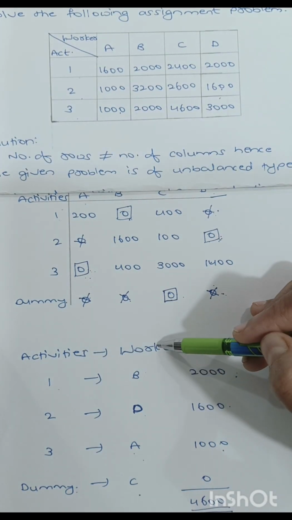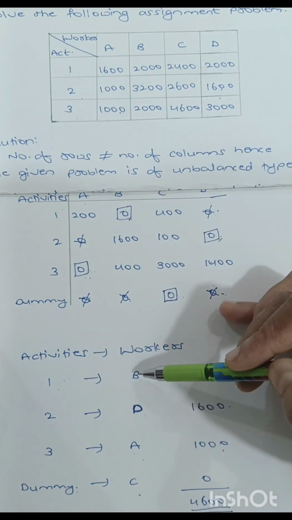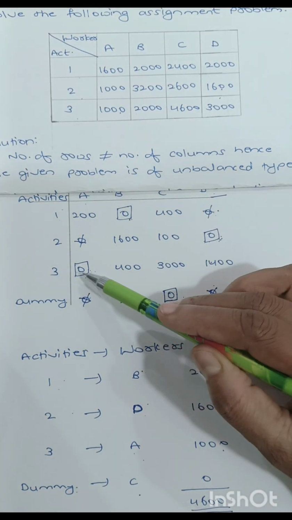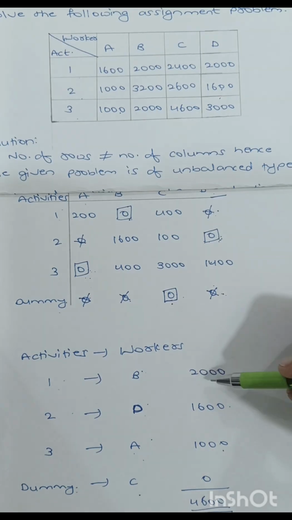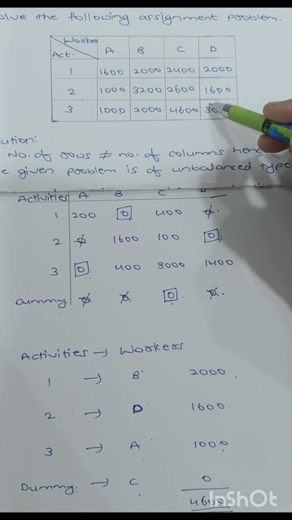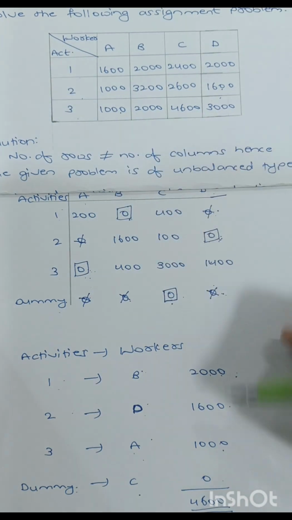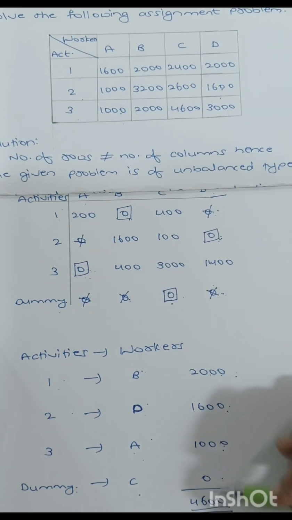Activities and workers we are going to write. This square mark is nothing but the assignment. So activity 1, worker B is assigned. Activity 2, worker D is assigned. Activity 3, worker A is assigned. Dummy, worker C is assigned. Take down these values from the question. So the values: 1B is 2000, 2D is 1600, 3A is 1000, dummy C is 0, which adds up to 4600.